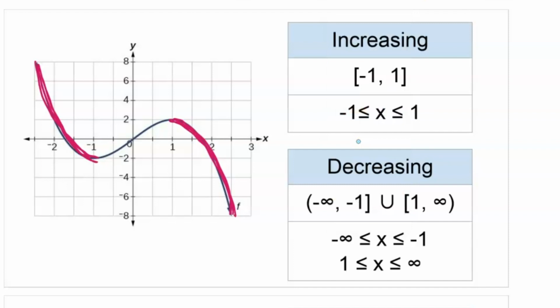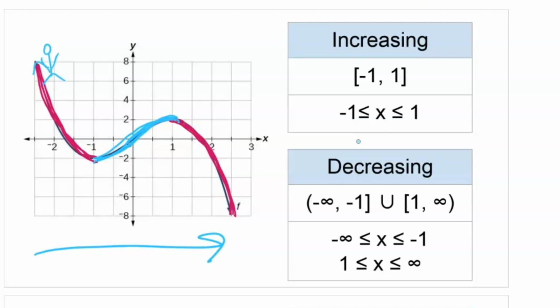So I'm coloring where it's decreasing in pink, and then I'm coloring where it's increasing in blue. Again, if it's difficult to see that, just imagine there's a little guy walking on the graph and think about where the guy is walking downhill and where he's walking uphill as we read the graph from left to right. So let's look at decreasing first.